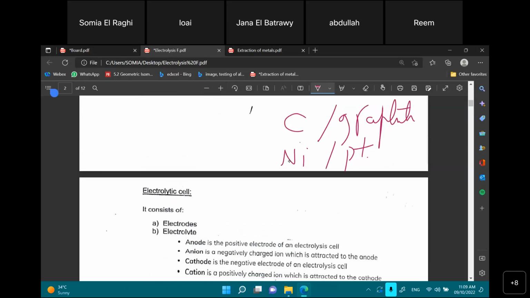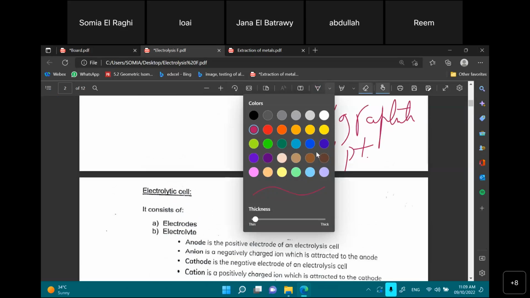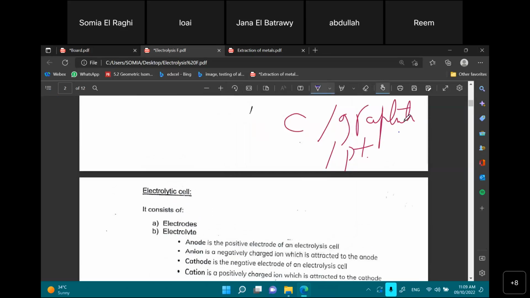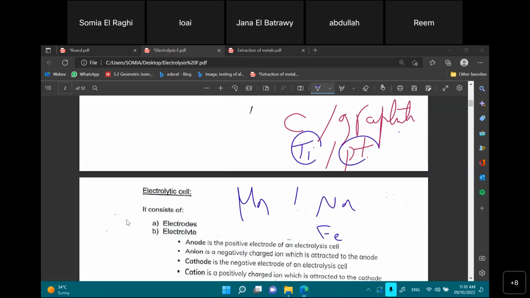Platinum or titanium, sorry, not nickel, sorry. It's platinum and titanium. Why do we choose these two metals? Because they are unreactive, as I said. So titanium or platinum. So please, if they ask you to choose a metal as electrode, don't choose any other metal like sodium or magnesium or even iron. We are talking here about unreactive electrode.